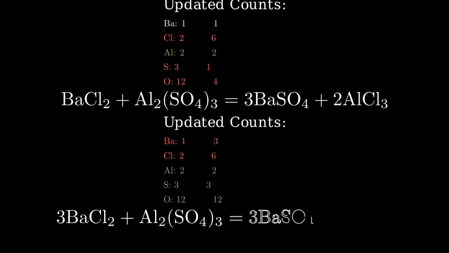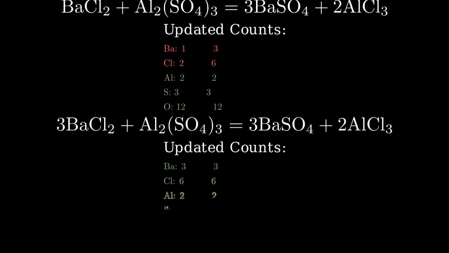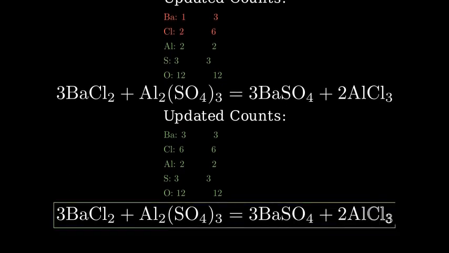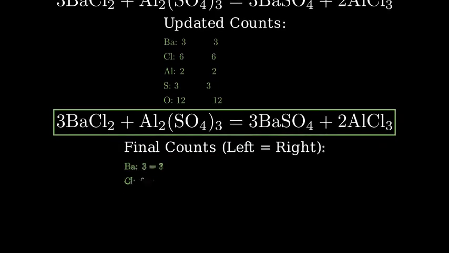Now we need to balance barium by adding a coefficient of 3 to barium chloride. This also affects our chlorine atoms. Let's verify our final balanced equation. On both sides, we now have 3 barium atoms, 6 chlorine atoms, 2 aluminum atoms, 3 sulfur atoms, and 12 oxygen atoms. The equation is now perfectly balanced.